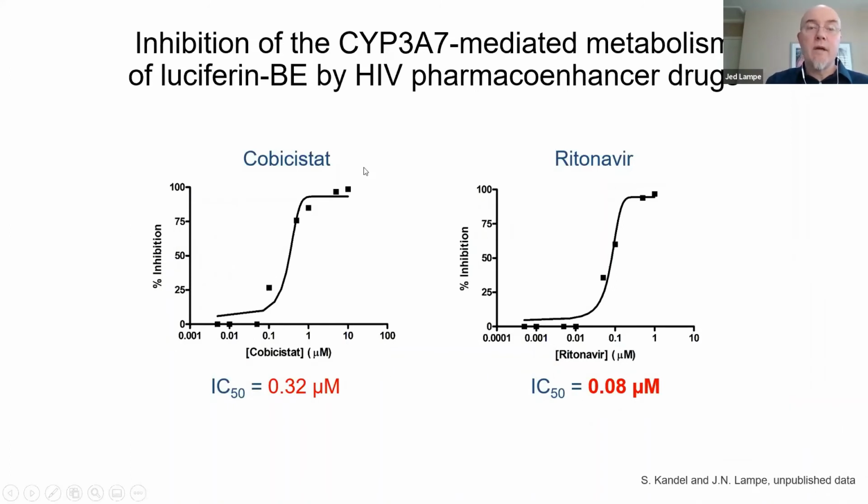And you can see with incubation with CYP3A7, cobicistat has an IC50 of 0.32 micromolar. But ritonavir has an IC50 of 0.08 micromolar, so 80 nanomolar, a very tight inhibitor. In fact, it's tighter than any of the other inhibitors that we looked at.